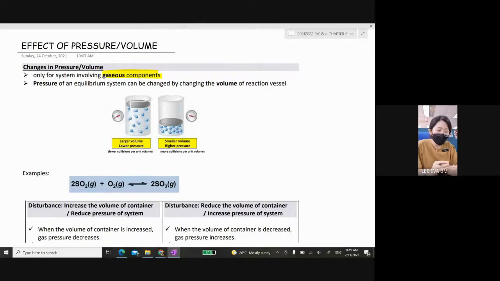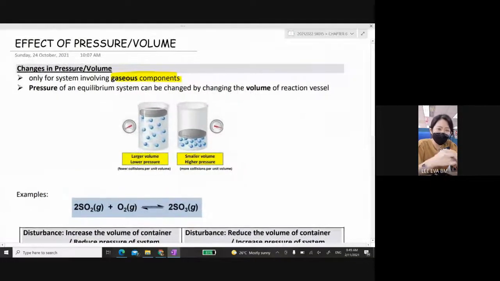So the pressure of an equilibrium system can be changed by changing the volume. So what law is applying? If you are adjusting volume, it responds to the pressure. If you are adjusting pressure, it responds to the volume. What is this law? It is under your gas law, last chapter. Boyle's law. Very good, thank you. So according to Boyle's law, the volume here refers to the volume of the container. The larger the volume, the lower the pressure. The smaller the volume, the higher the pressure.